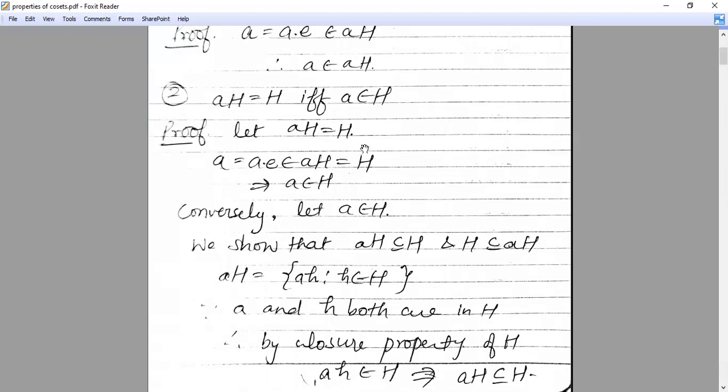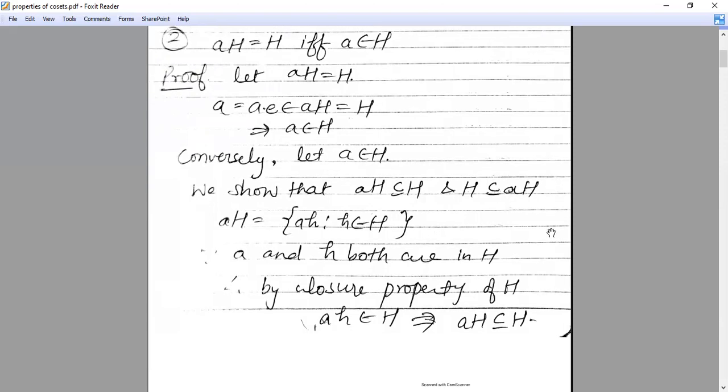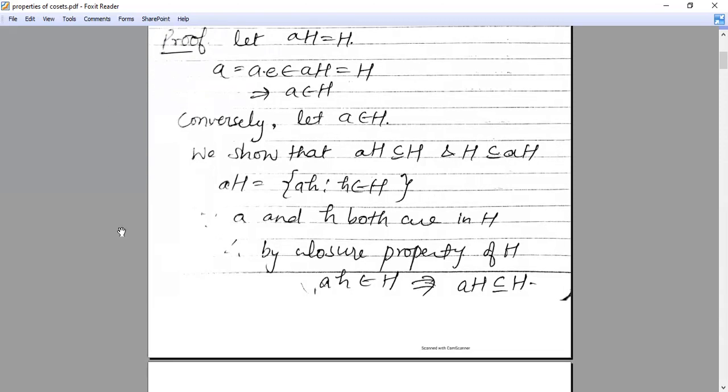In the first property we have already shown that A belongs to AH, and AH is equal to H is given. So A belongs to AH which is equal to H. So this implies that A belongs to H, and so we are done. Now the converse. Suppose that A belongs to H, then we have to show that AH is equal to H. If I prove that AH is a subset of H and H is a subset of AH, then we are done. So let us try to do that.